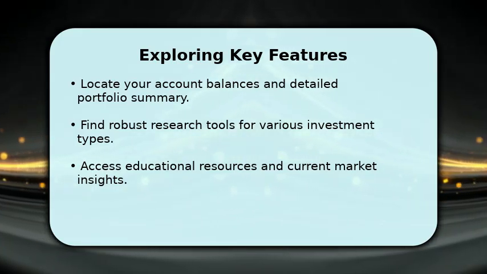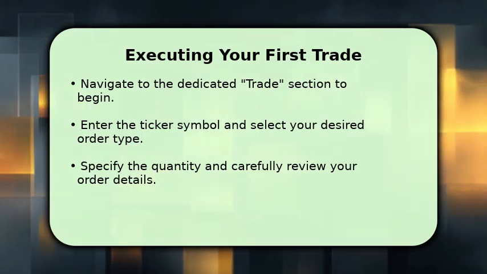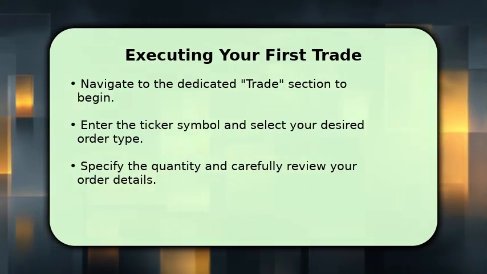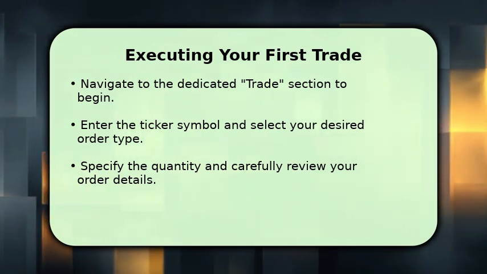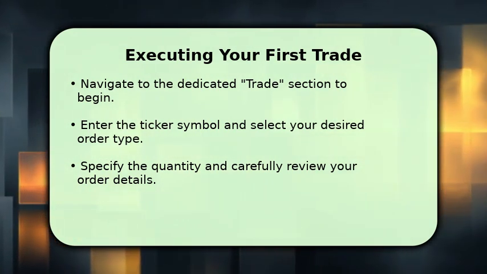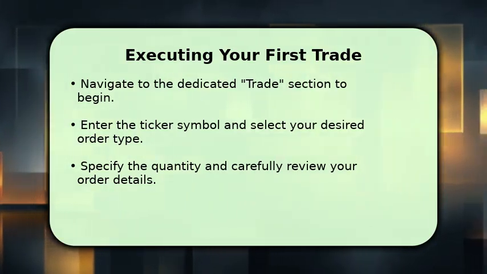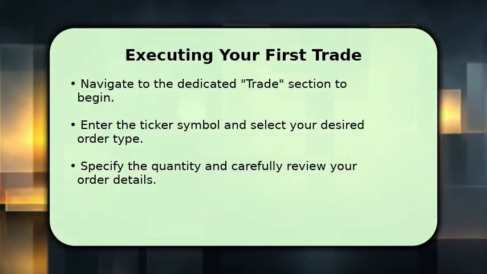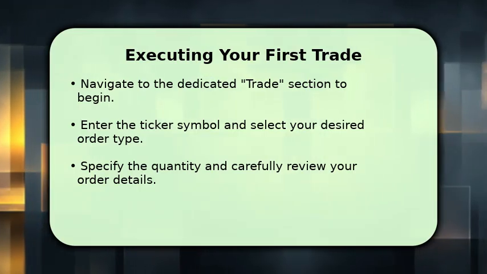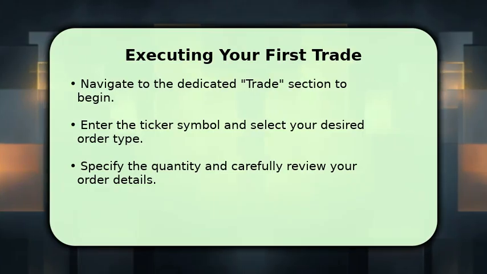Ready to place a trade? Navigate to the dedicated trade section. Here, you will enter the ticker symbol for the asset you wish to buy or sell. Next, select your desired order type, such as a market order or a limit order. Specify the quantity of shares or units, then carefully review all order details before submitting. This ensures accuracy and helps you execute trades confidently.